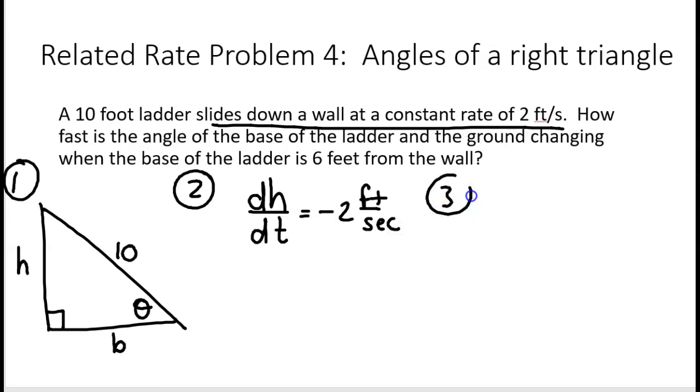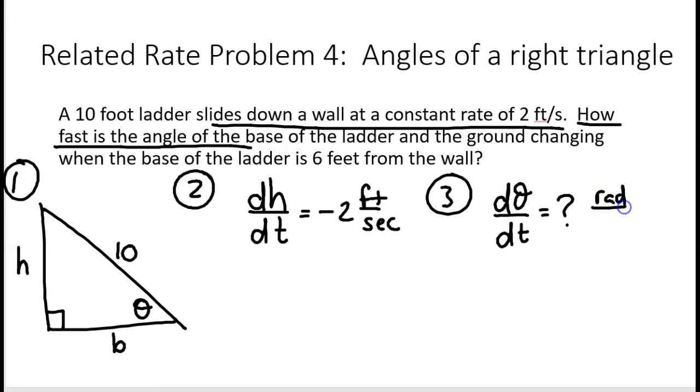Now I want to identify the rate that I'm trying to find. The rate they're asking me to find is how fast the angle is changing. In other words, what's happening to this? Well, that would be d theta/dt. Now in calculus, we always measure angles in terms of radians. So the units will be radians per second.